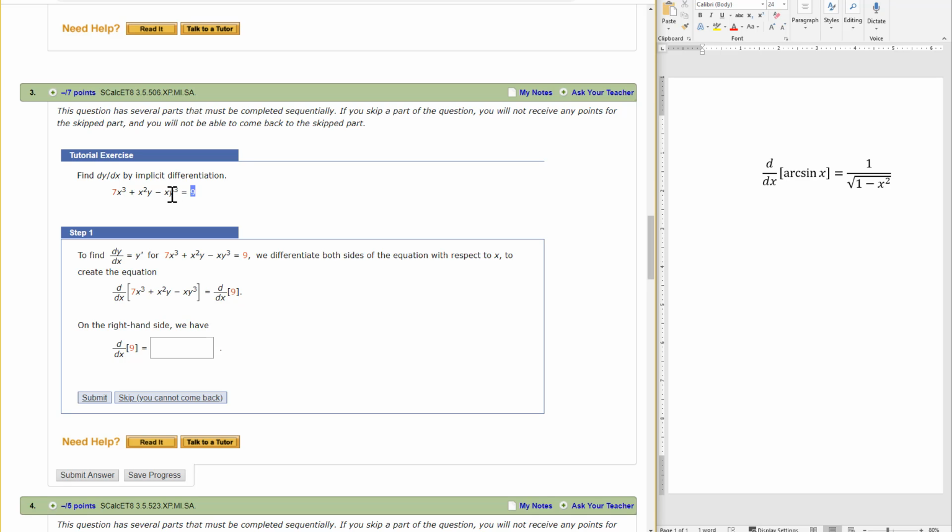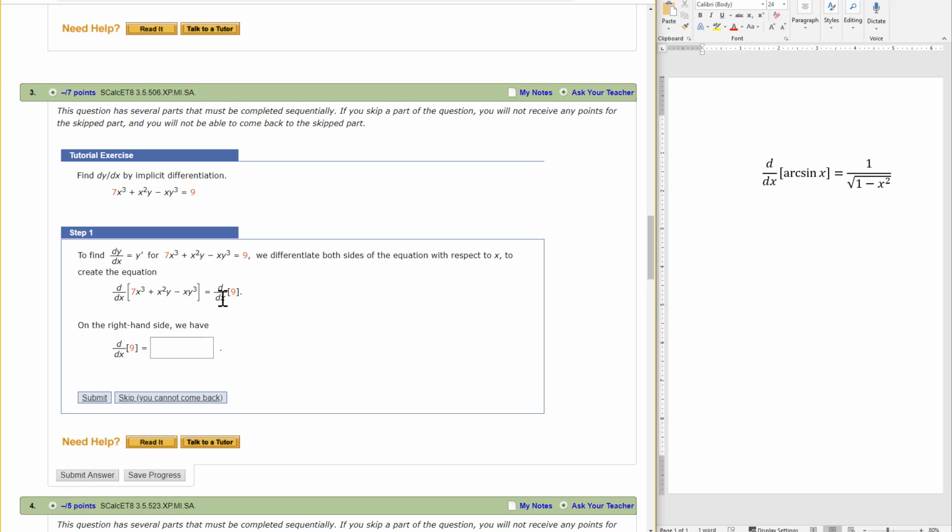So in this case we have a combination of some products and some chain rules. Well, implicit differentiation is always going to have a chain rule. So let's see how to find the derivative of this. We're going to look at this equation and differentiate both sides with respect to x. And so the derivative of the left-hand side is equal to the derivative of the right-hand side.